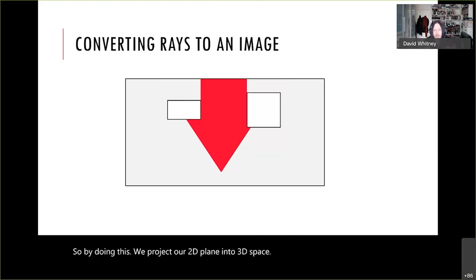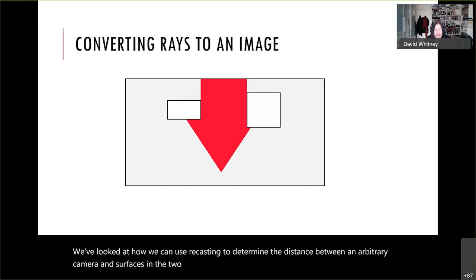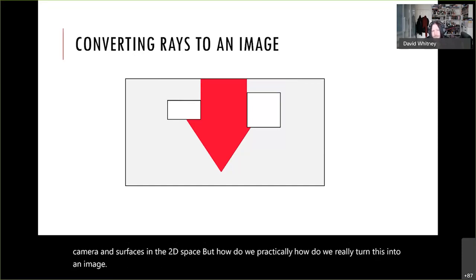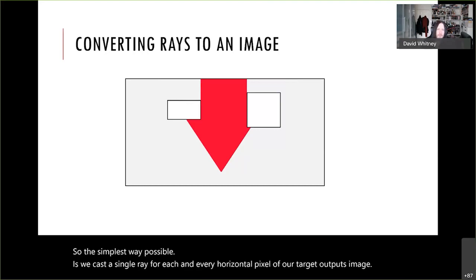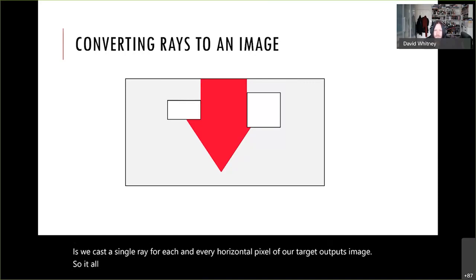We've looked at how we can use raycasting to determine the distance between an arbitrary camera and surfaces in a 2D space. But how do we really turn this into an image? The simplest way possible is we cast a single ray for each and every horizontal pixel of our target output image. So in our worked example previously, we're only considering 8 rays that we cast. It's not computationally too expensive, though, to just cast more.